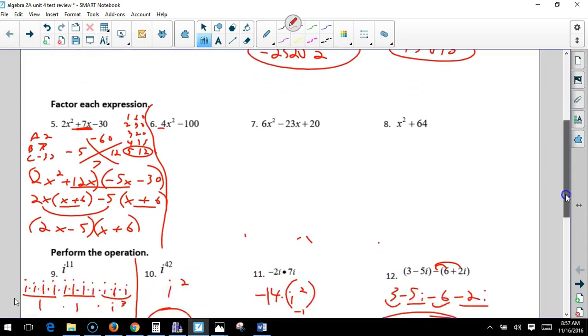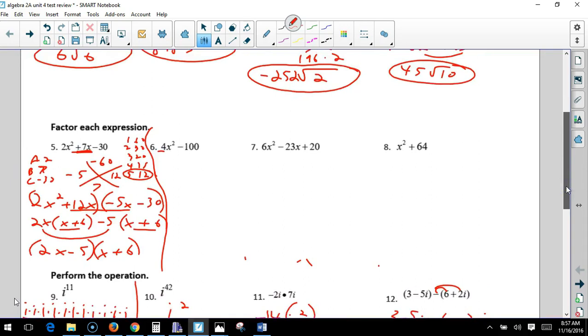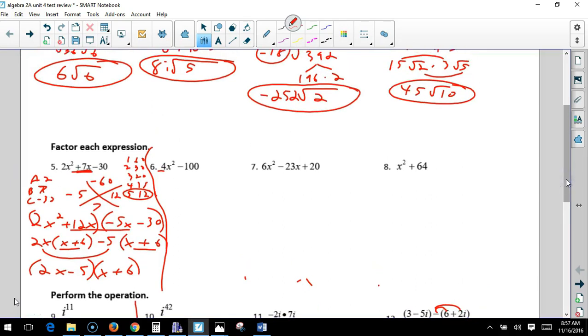Okay, so on number 6, there are 2 options here. And the 2 options are, you could factor this right now because this is all perfect squares. And a 2x plus 5, 2x minus 5. Sorry, 10. But if you notice, they're both factorable by 2. And then you simplify it like this.